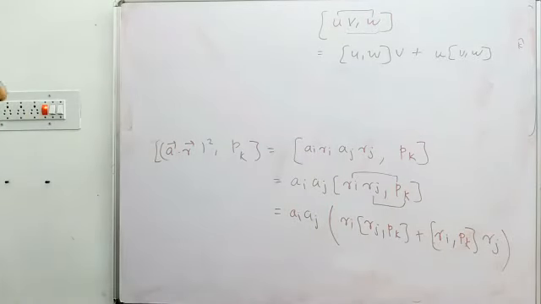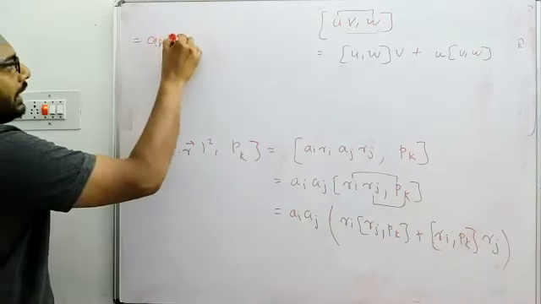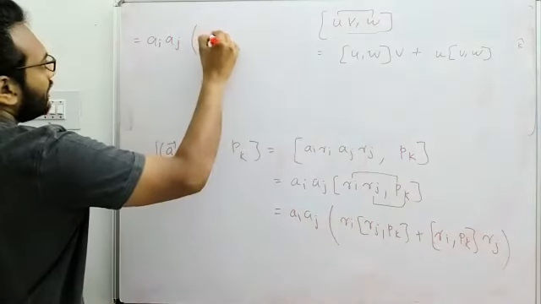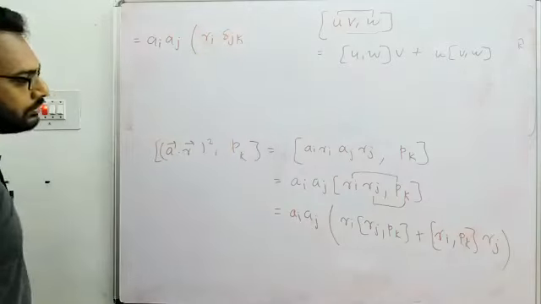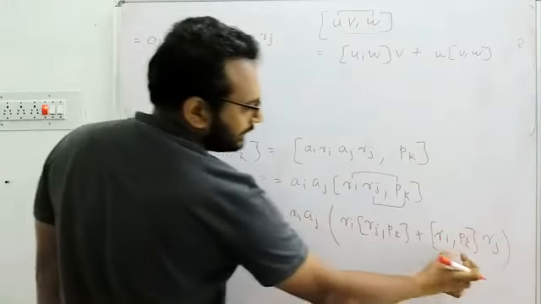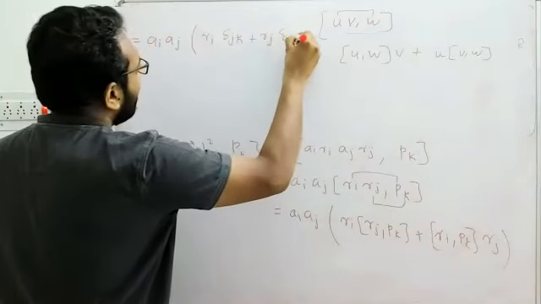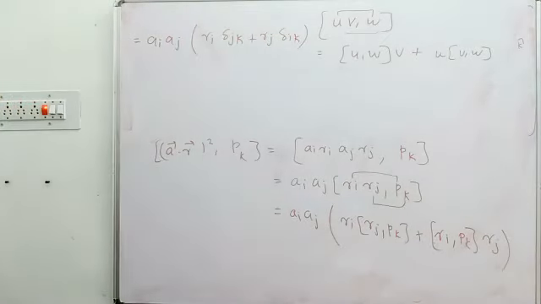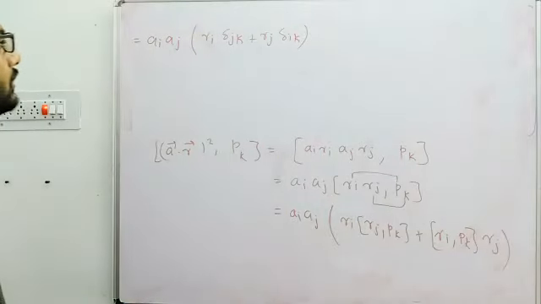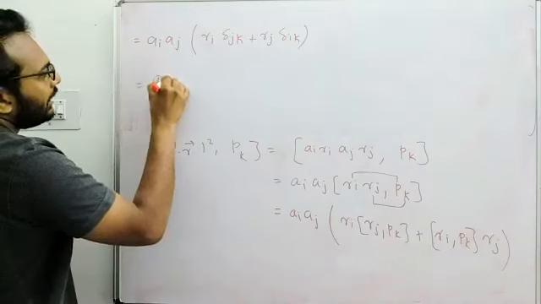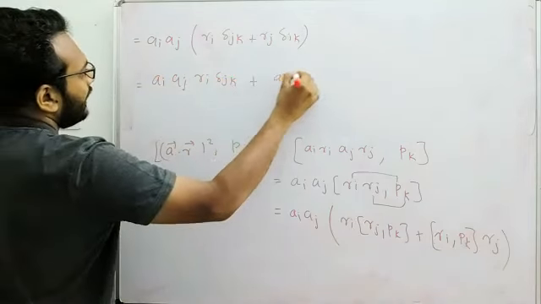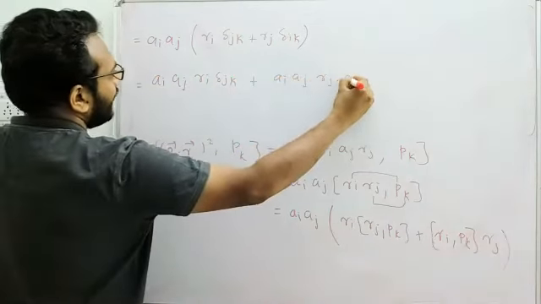Yes, sir. Okay. Now this is equal to A_i A_j, {R_i, P_k} is δ_ik. Okay, so this is δ_ik. {R_j, P_k} is δ_jk, plus you've got an R_i there, and this is δ_jk. That's the fundamental Poisson bracket. It is known as a Kronecker delta. Now this we can write as A_i A_j R_j δ_ik plus A_i A_j R_i δ_jk.